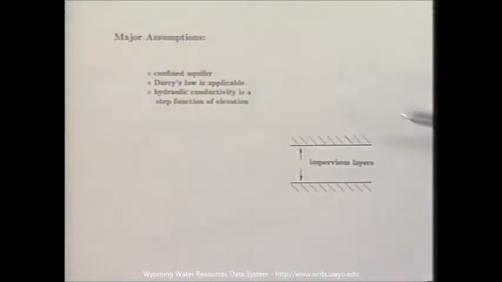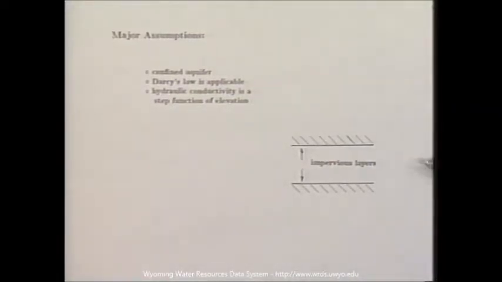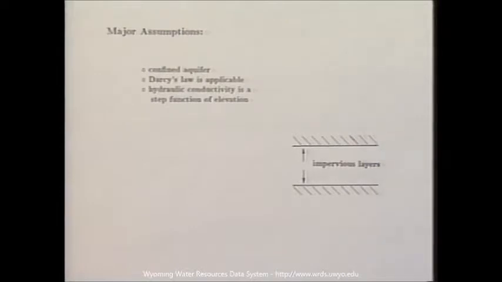The major assumption is that the aquifer be a confined aquifer. That is, there are no flow boundary conditions on the top and the bottom. There might be several layers within this particular aquifer. That's known as the confined aquifer. I also assume that Darcy's law is applicable and that hydraulic conductivity is a step function of elevation only.